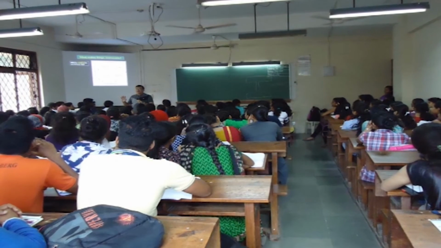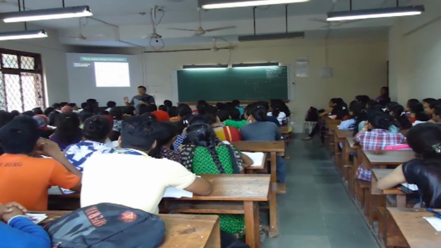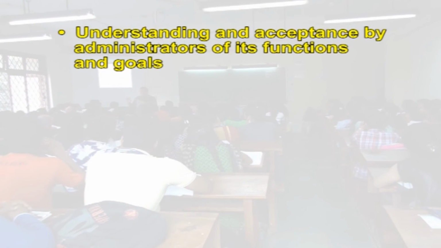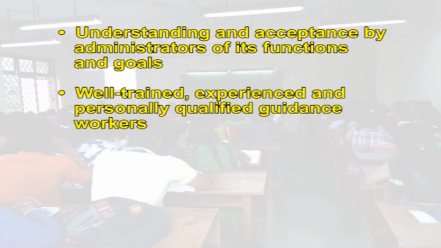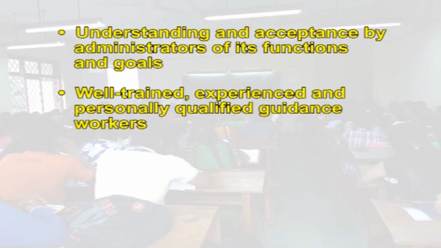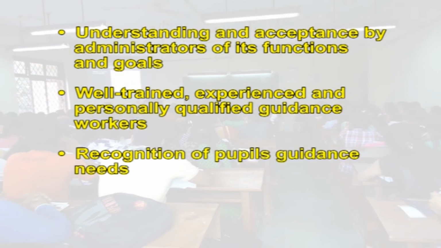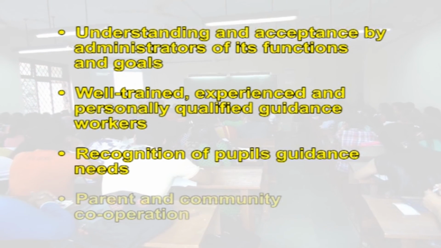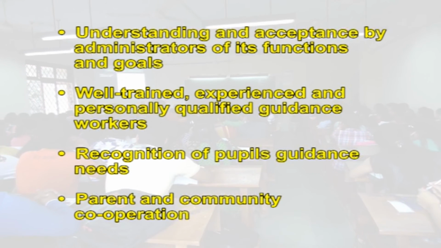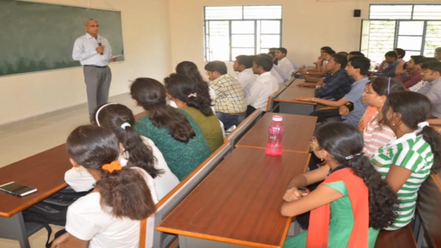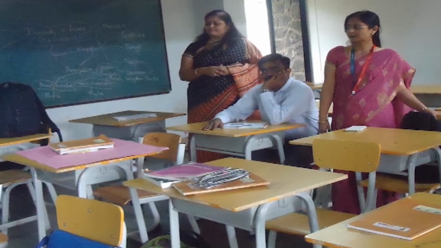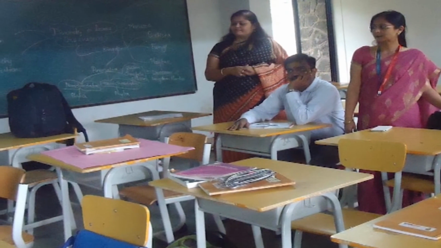The relative effectiveness of a school guidance program depends in part on understanding and acceptance by administrators of its functions and goals, well-trained, experienced, and personally qualified guidance workers, recognition of pupils' guidance needs, and parent and community cooperation. An adequately functioning program of guidance services can be established in any school if the staff members are sufficiently interested to develop it. A program that is superimposed by the administration, however, is rarely successful.